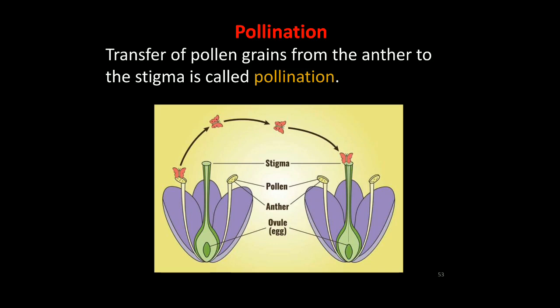Now this stamen, the male reproductive organ, produces pollen grains. Those pollen grains must go and sit on the stigma of the female reproductive organ. We call it pollination. What is pollination? Transfer of pollen grains from anther to the stigma is called pollination. When pollen grains pass from the male reproductive organ to the female reproductive organ, we call it pollination. Transfer of pollen grains from the anther to the stigma is called pollination.